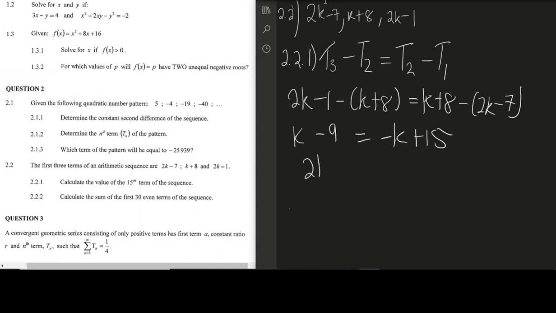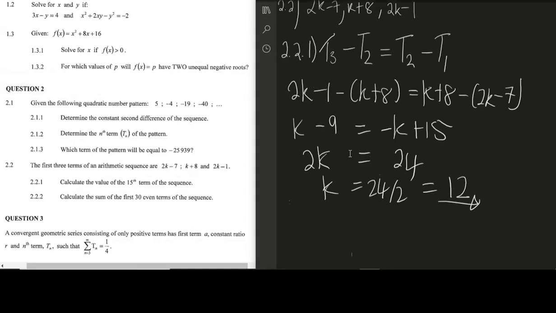And then if we solve for k, we should have 2k is equal to 24. And then k is equal to 24 over 2, which gives us 12. So now we've solved for k, but that doesn't solve our question. It just simplifies our numerical sequence.